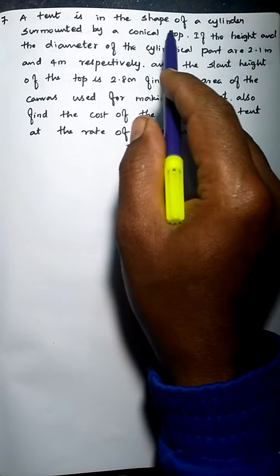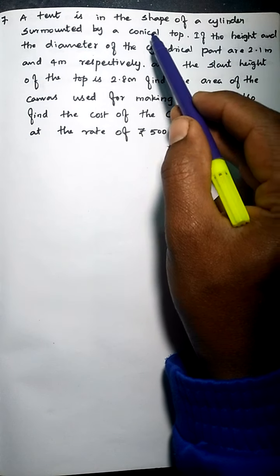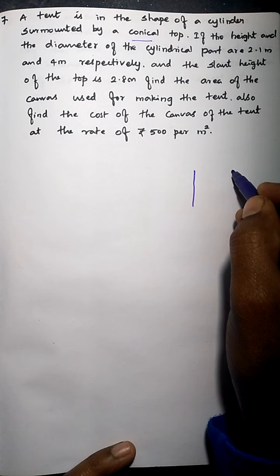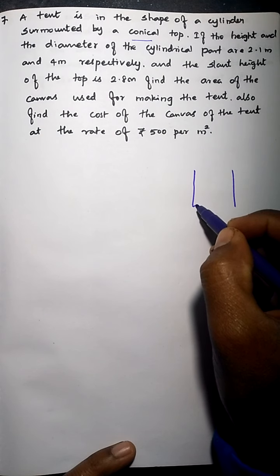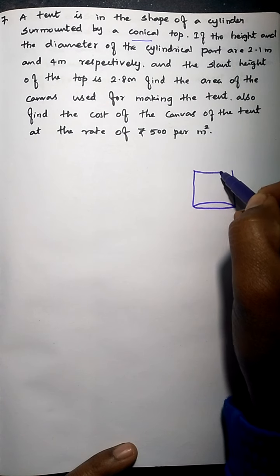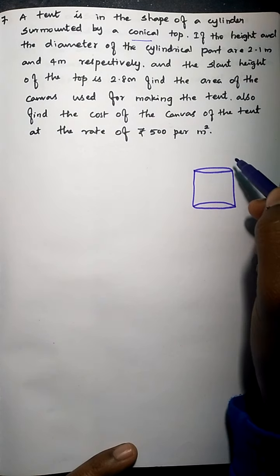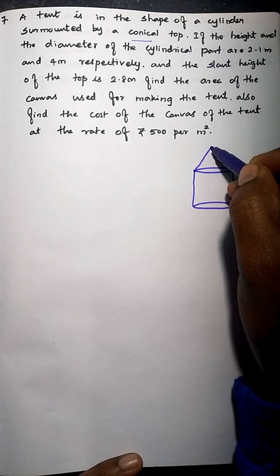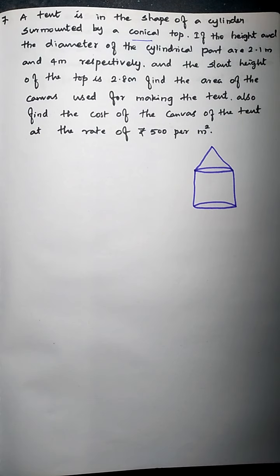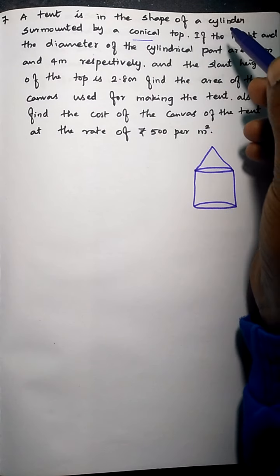A tent is in the shape of a cylinder surmounted by a conical top. So a tent is in the form of a cylinder and the top one conical part, as this. So let's draw one cylinder and the top one cone. So this is the tent. Now let's see the given data.